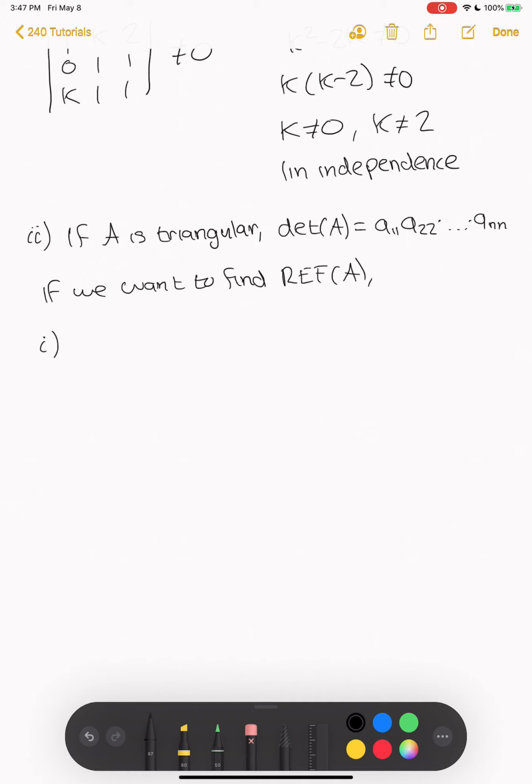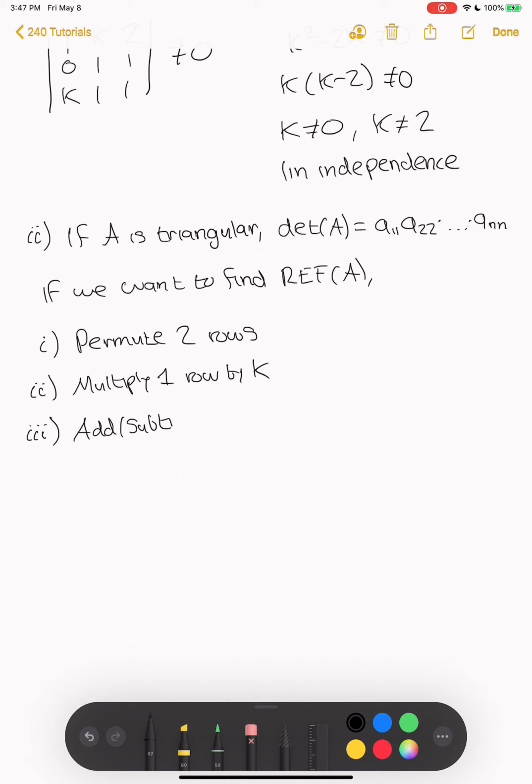So we can first permute two rows. That's totally fine. We can multiply a row by some scalar k. That's also allowed. And then the last one that we can do is we can add or subtract one row to or from another. We saw back in chapter 2 that as long as we follow these three operations, we should be able to get down to the row echelon form of a matrix.